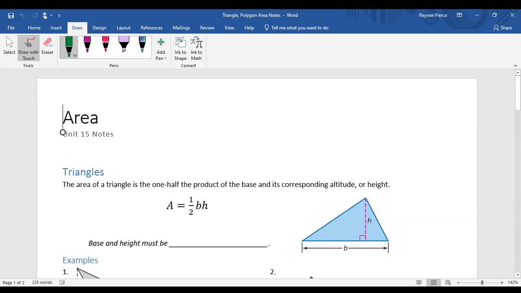All right, this set of notes, we're going to start with the area of triangles. To find the area of a triangle, we take 1/2 times its base times its height.